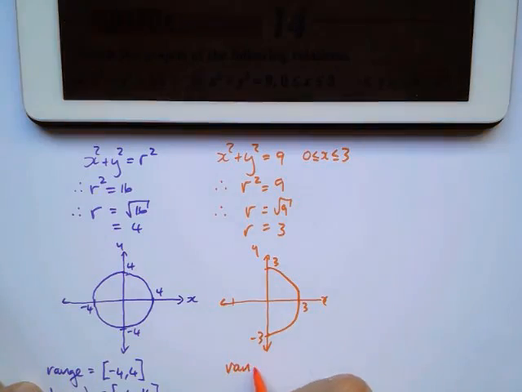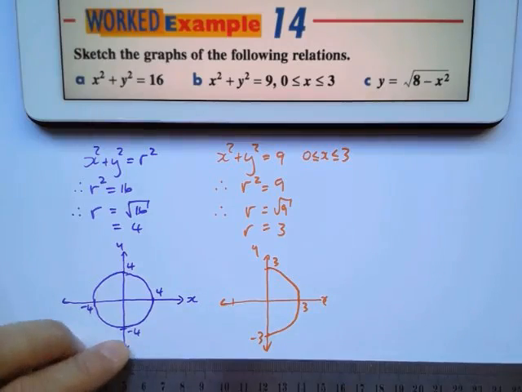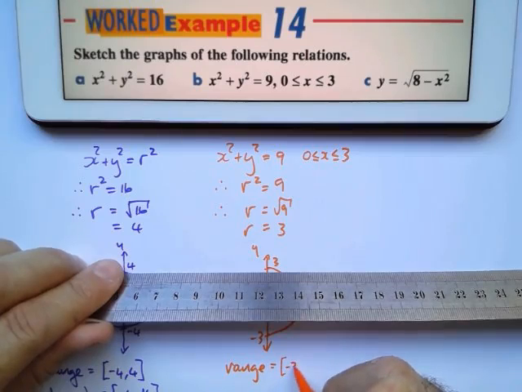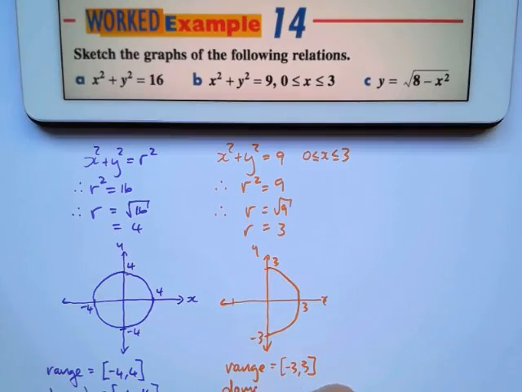Again, what is your range? Our range is our y values. So y values start at negative 3 and go up to positive 3. So range is from negative 3 to positive 3. And my domain, if anybody asks, is from 0, including 0, to 3, and it's both block brackets.